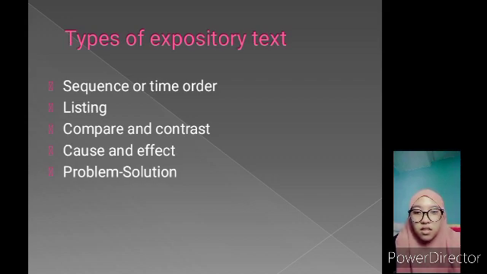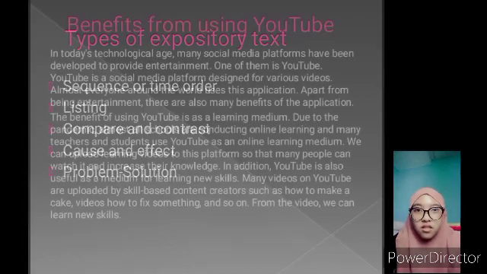Sequence or time order is the type of expository text that is often used to present events such as history. The listing or description is used to explain the features of an object or event. Compare and contrast involves discussing similarities and differences. Then a cause and effect pattern outlines reasons for events. Then the last is problem solution. The problem solution pattern discusses a problem and then suggests possible solutions.